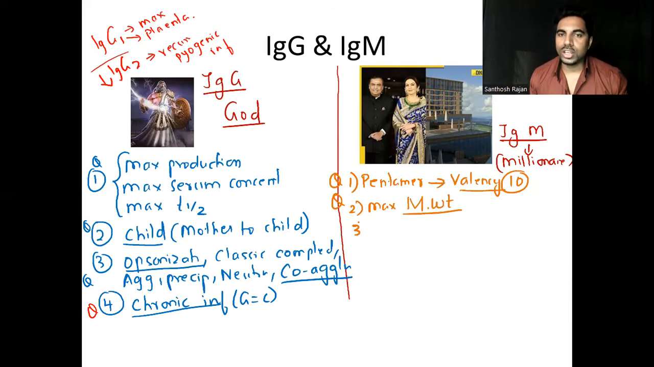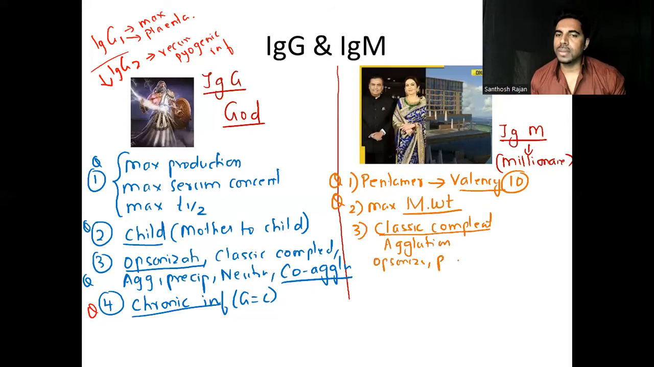Another important thing here: IgM has an important role in classic complement. Please remember: classic complement and agglutination. Though it can do opsonization, precipitation, everything, for classic complement and agglutination, IgM is more than IgG. That was a question asked.